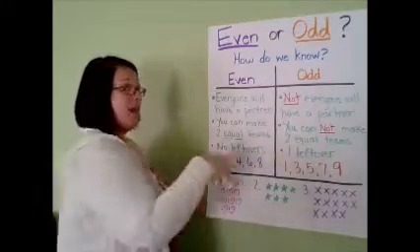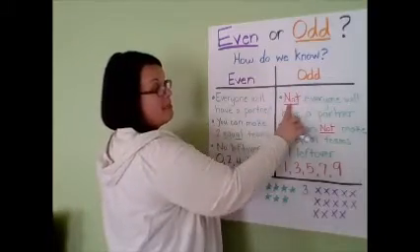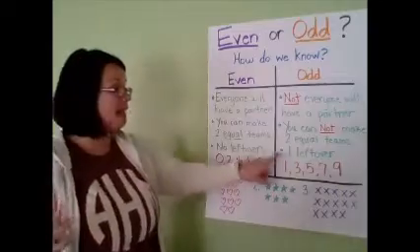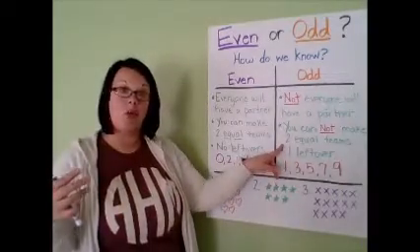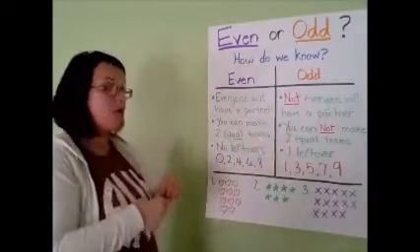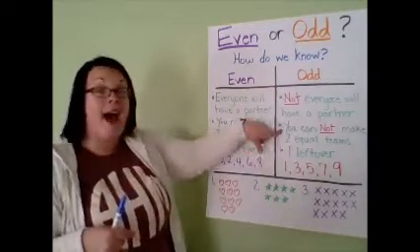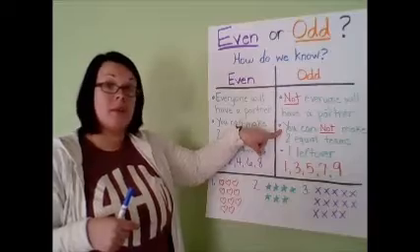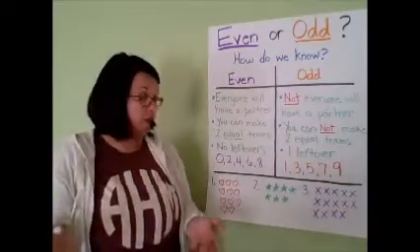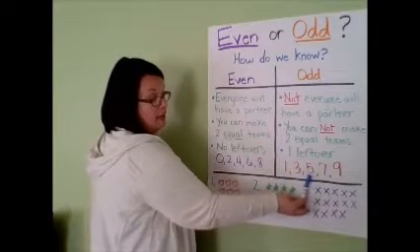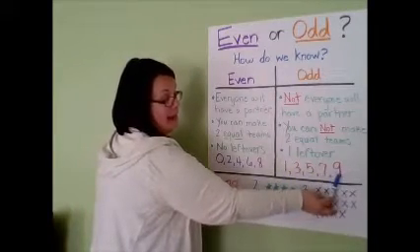Now let's talk about odd. Odd numbers means not everyone will have a partner, so somebody would be left out. There's one left over, or one person left out, when you're looking at that group of objects. You cannot make two equal teams because someone's always left over. The numbers that are odd are 1, 3, 5, 7, and 9.